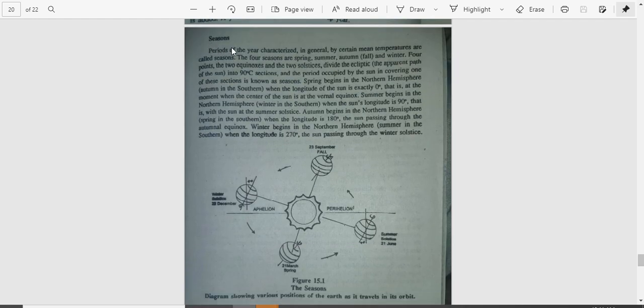Next is your season. Sa seasons ng Earth, you have your 4 seasons. You have your fall, next your winter, your spring, then your summer. So periods are characterized in general by certain means of temperature. You have this called your season. You have 4 seasons: spring, summer, autumn or fall, then you have your winter. The 4 points are the two equinoxes and the two solstices. They divide the ecliptic, the apparent path of the sun, into 90-degree sections, and the period occupied by the sun covering one of these sections is known as your season.